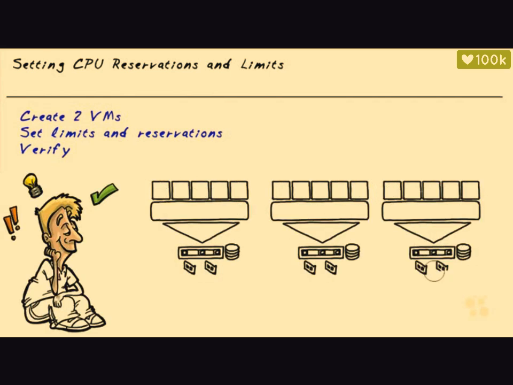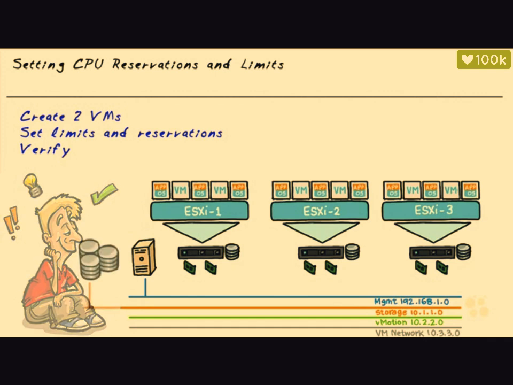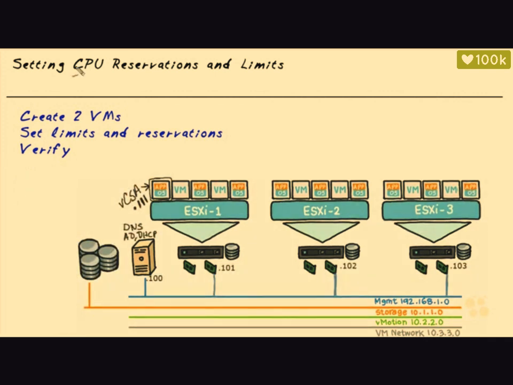When thinking about going through this nugget with you, I was thinking, how can we set up some limits and reservations and make it really easy to replicate in a lab environment so you can get your hands-on practice and see it in action? So here's what we can do.